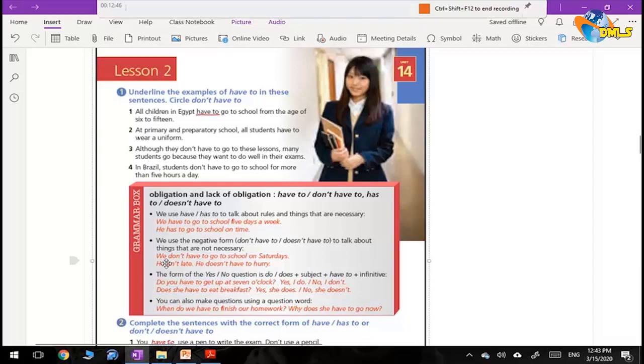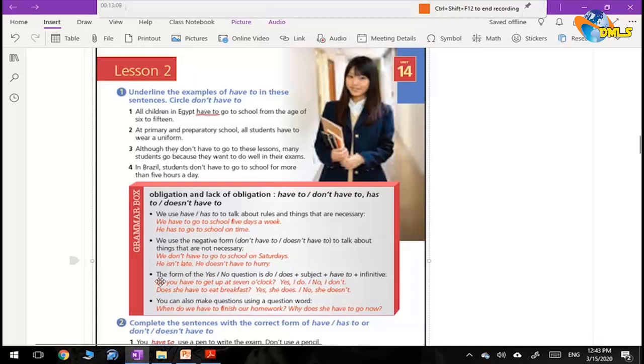So here we used "we", so we followed it by "don't." "He" is singular, we followed it by "doesn't have to," as we have mentioned in our class before, that the pronoun, singular or plural, should be matching with the verbs mentioned right after it. A verb and a pronoun should be matching.